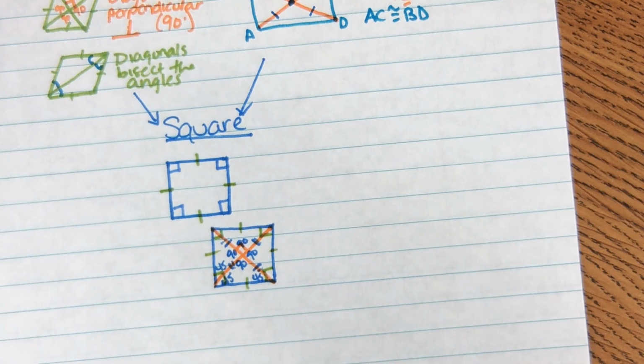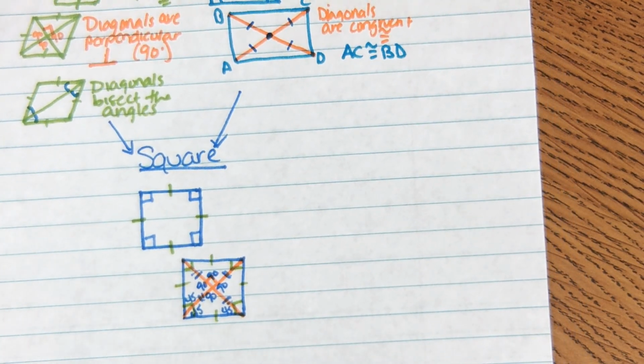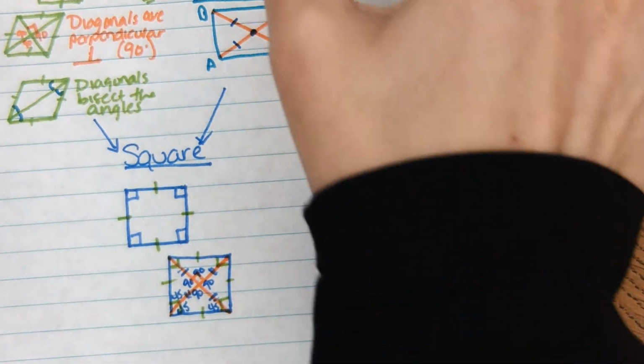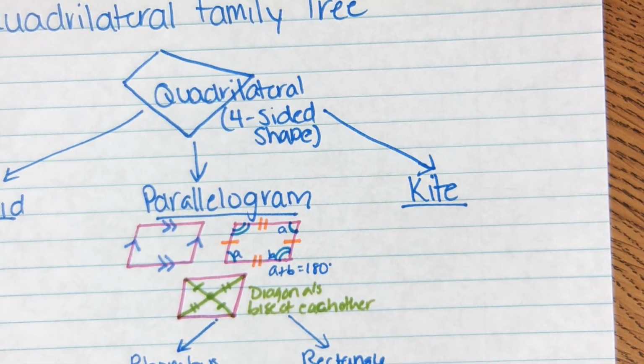Okay, so we're going to stop there, and then we're going to move over to the notes so we can practice some problems on this, and then we'll finish filling this out tomorrow with trapezoid and kite. So just set this aside so that you can use it. I'm going to end this, and we're going to transition over to the notes.